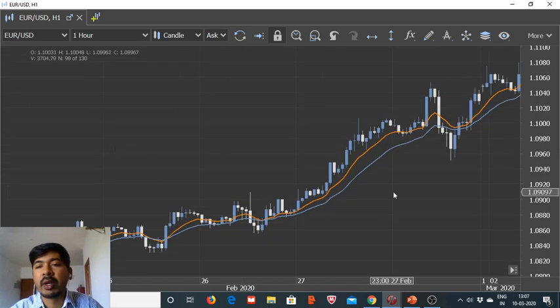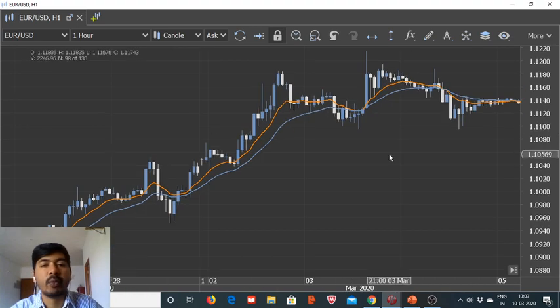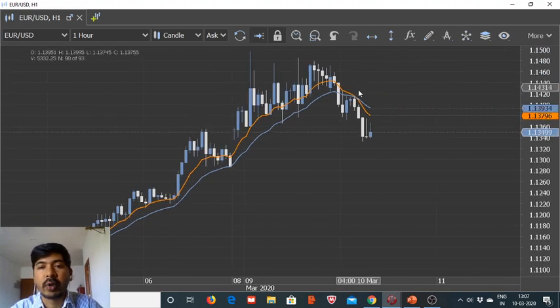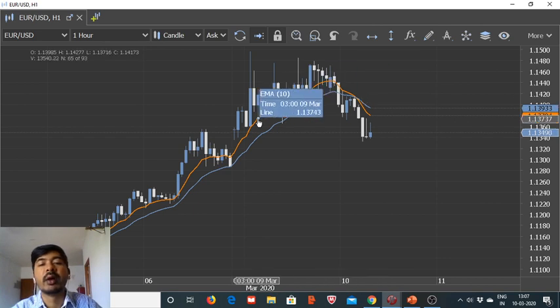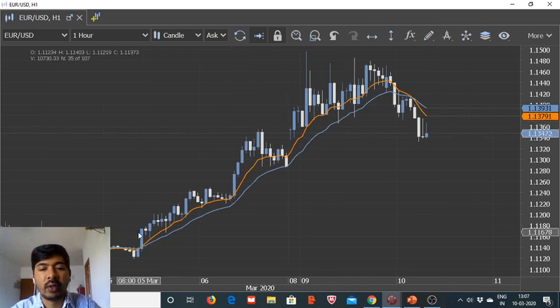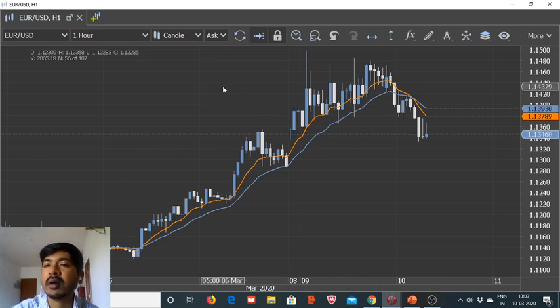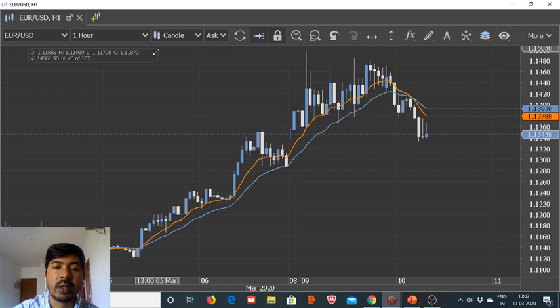So the underlying momentum also becomes much more important in such circumstances. Here also you can notice that now, after rallying for more than 3 to 4 days, the Euro USD is entering into a correction to consolidation phase. So now that EMA has crossed over into bearish territory.